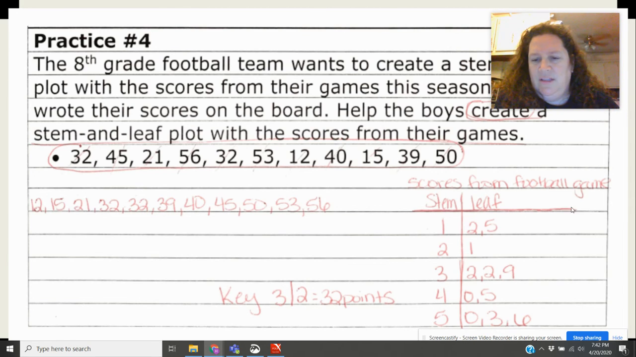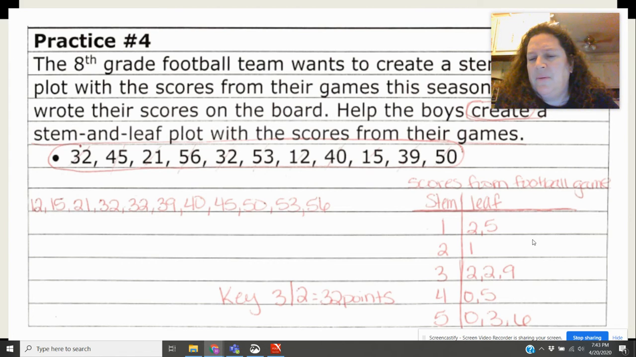Then we have our stem and leaf plot. We've got all 2-digit numbers ranging from 12 all the way to 56. So I know my stems need to be 1, 2, 3, 4, 5. And then I have 12 and 15, 21. I'm going to check them off as I put them in. 32, 32, 39, 40, 45, 50, 53, 56.